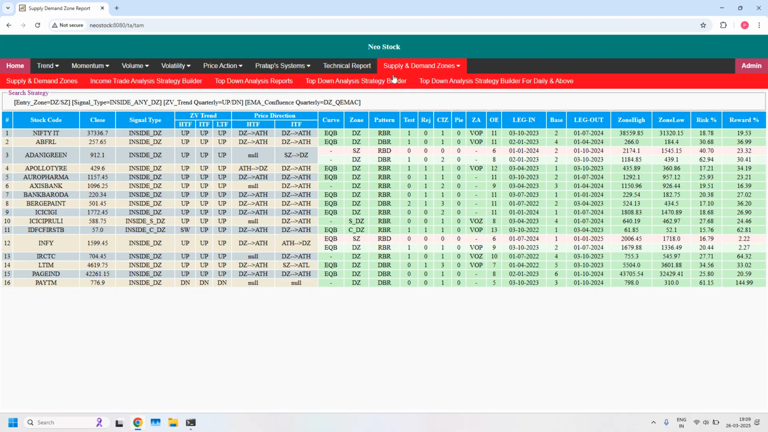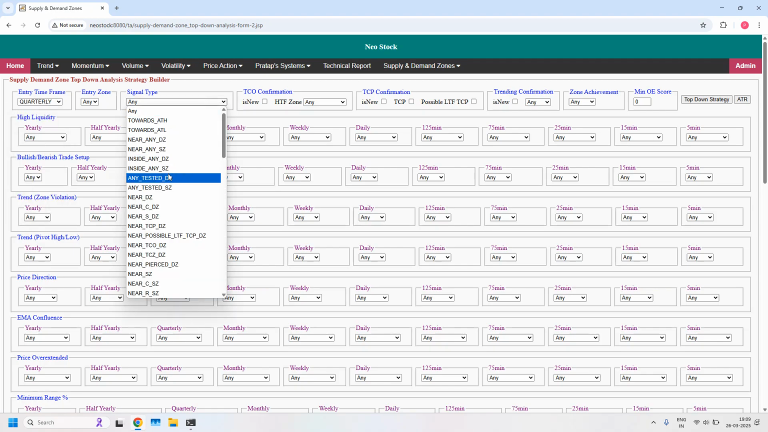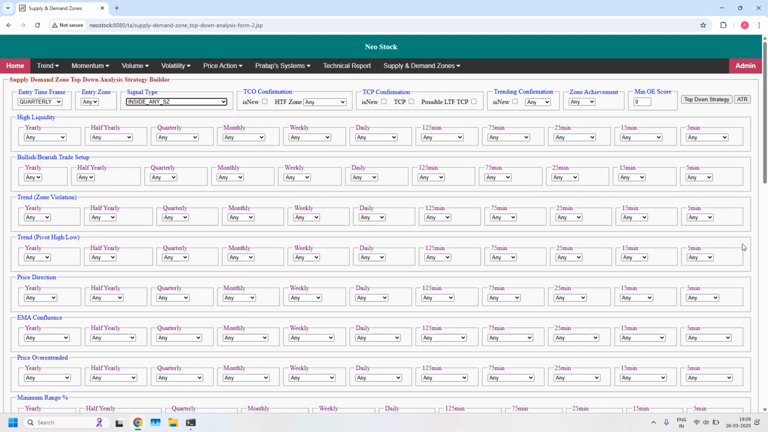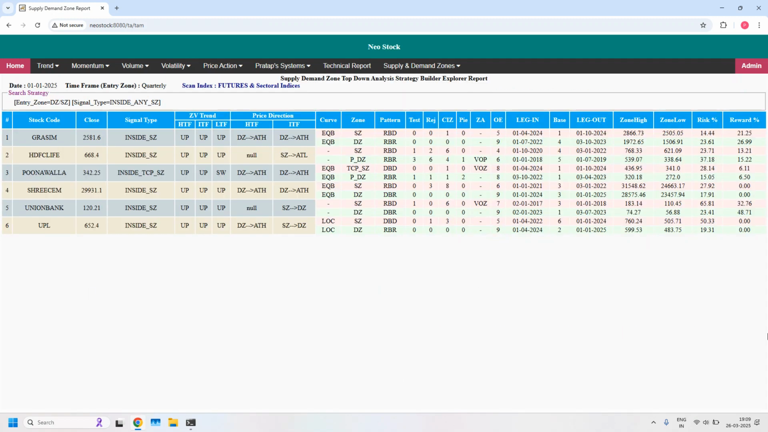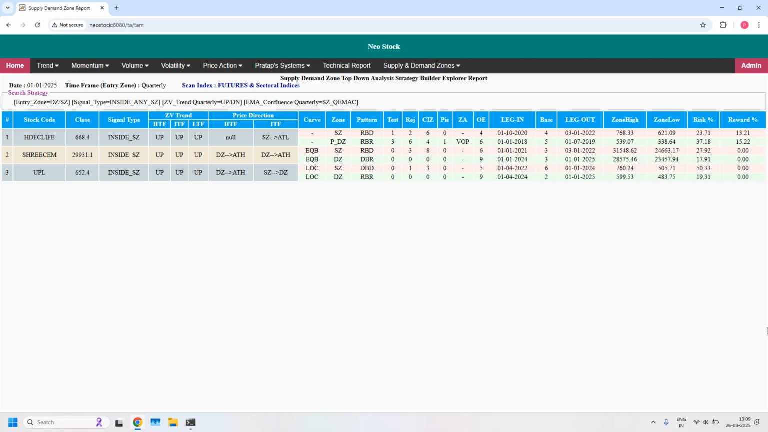Okay, next quarterly time frame. Price closed inside the quarterly supply zone. We got 6 stocks. We can further filter based on quarterly supply zone having quarterly EMA Confluence. And also trend on the quarterly up or down with these filters. We got 3 stocks.